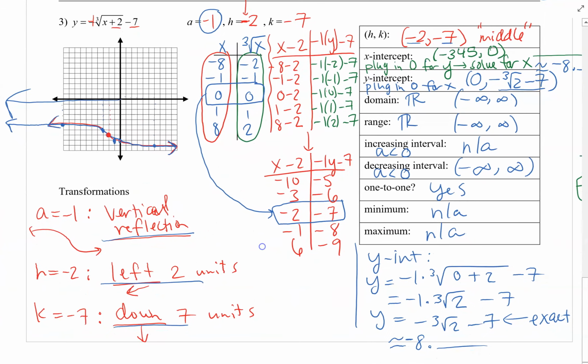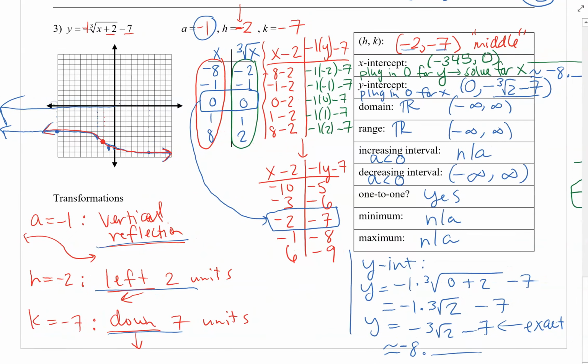But for your homework and quizzes and tests, you can either estimate off the graph or just say not sure yet.